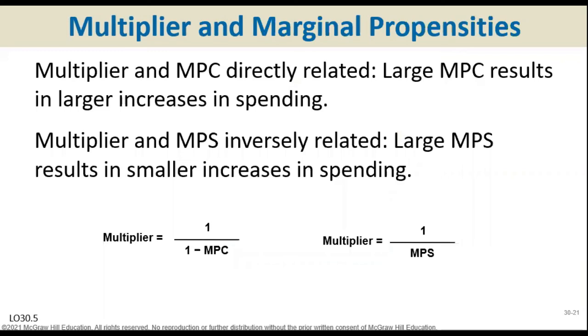So the multiplier and marginal propensities. The significance of the multiplier is that a small change in investment plan or consumption-saving plan can trigger a large change in the equilibrium level of GDP. And the magnitude of the change in GDP is dependent on the size of the marginal propensity to consume and marginal propensity to save.